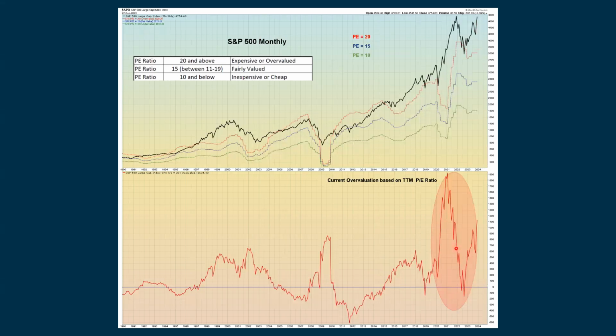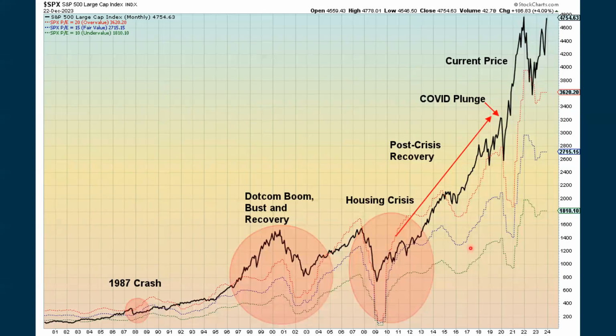To give it a closer look, we take the PE and subtract the S&P 500 price, and that gives us a positive result, and that means that we are currently expensive. We can also look at this historically to see other events that have happened and what the valuations were at that time.